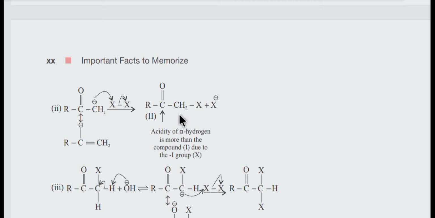Initially here is CH3, right? Here are three protons in the alpha position, while now two alpha hydrogens remain, and X negative will also stay. The acidity of the alpha hydrogen in this compound is more than in the previous compound, due to the negative inductive effect of the halogen. So now this compound is to some extent more acidic as compared to the compound that was initially used, because some negative inductive effect occurs due to this halogen group.